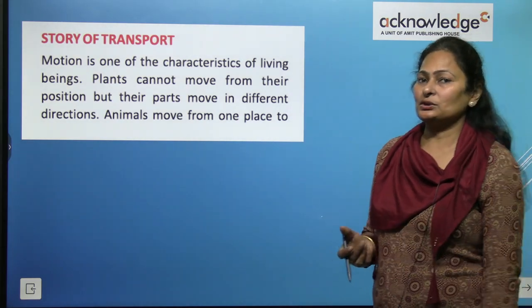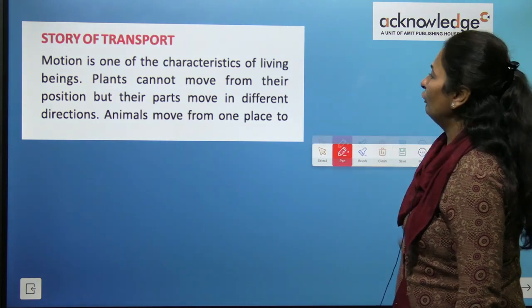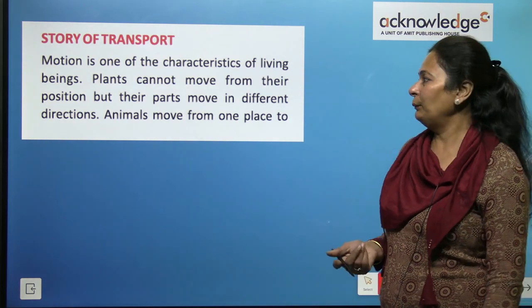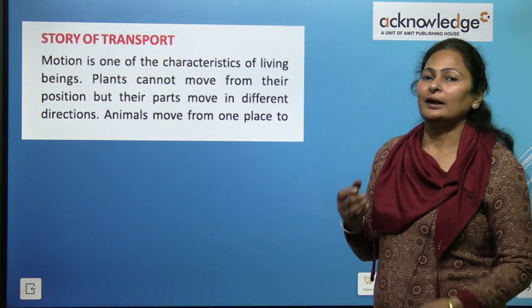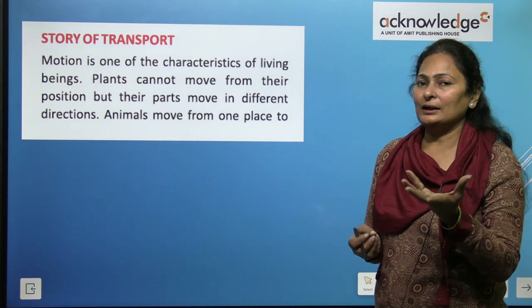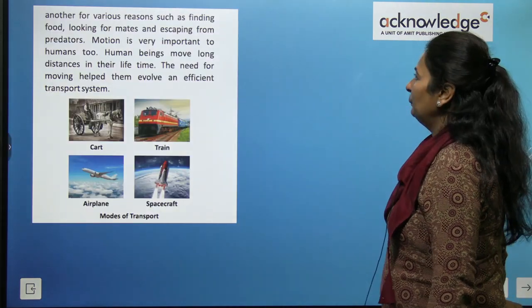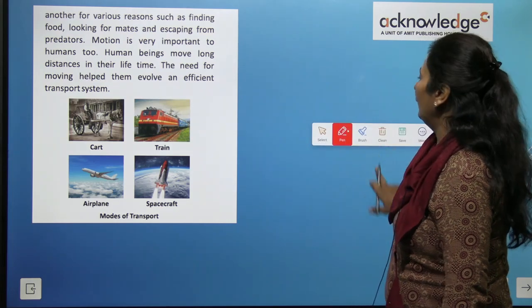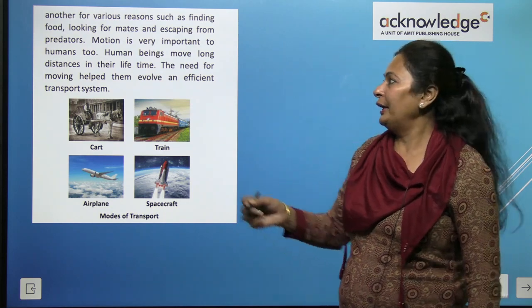Now it's time for the story of transport. Motion is one of the characteristics of living beings, right? Plants cannot move, they are fixed at one place and one position. Their parts move in different directions, right? It shows some movement. The leaves are growing, flowers are blooming, right? Animals move from one place to another for various reasons: to find food, to look for their mates, and to escape from predators, right?